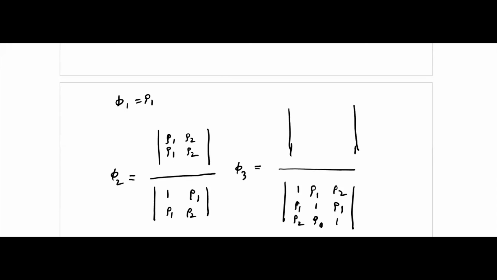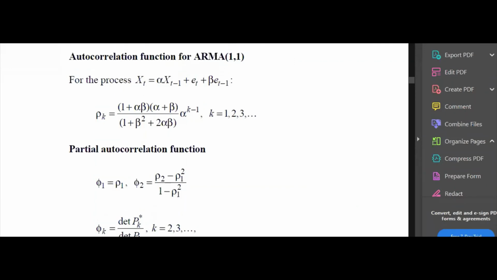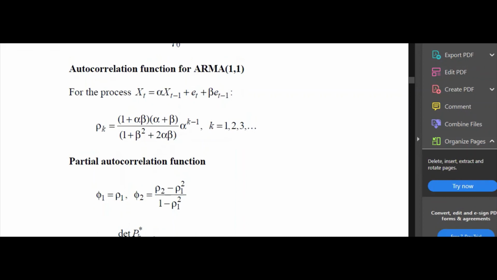See, I will write now. I will copy the matrix, 1, rho 1, rho 2, rho 1, 1. The first column I will replace by rho 1, rho 2, rho 3. This way you can write phi 2, phi 3, phi 4, phi 5, whatever. Now I will show you everything, whatever I taught. We started with this one, autocorrelation for ARMA. Also I will show you something more.